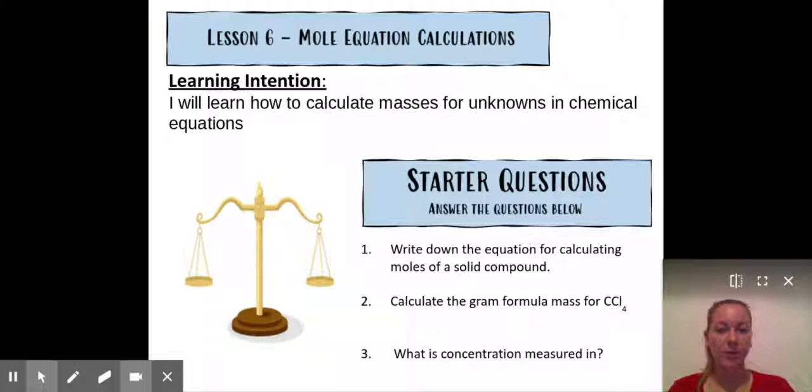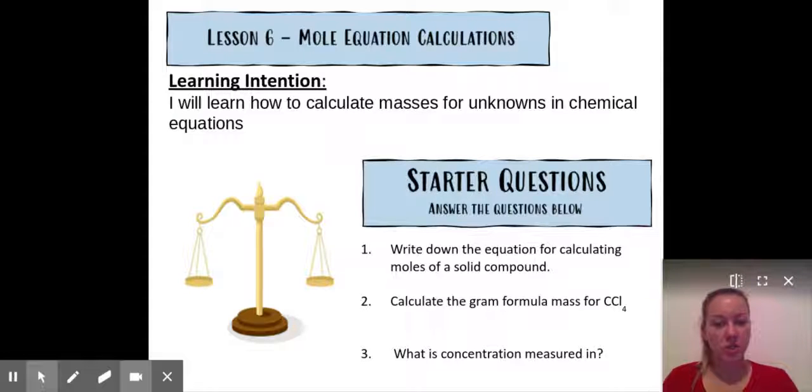Hi guys, we are on to lesson 6 of the mole and calculations topic of Nat 5 chemistry. This is going to be some mole equation calculations. Now these are a little bit different from what we've done before, and we are going to show you two different methods to solve these questions. Whichever method you choose, stick with. Do not go between the two methods. We're only showing you two methods because some people prefer to use the triangles and other people prefer to use the mole ratio method. So like always, we have some starter questions.